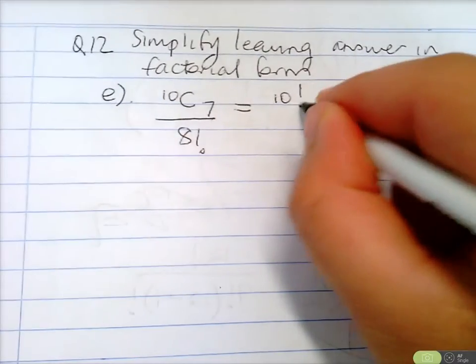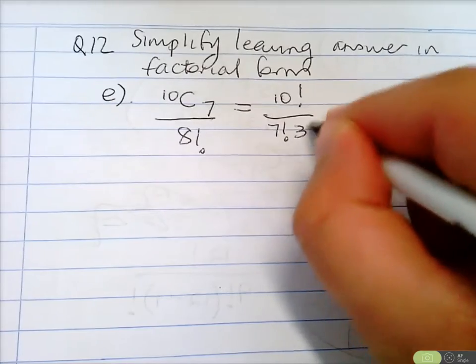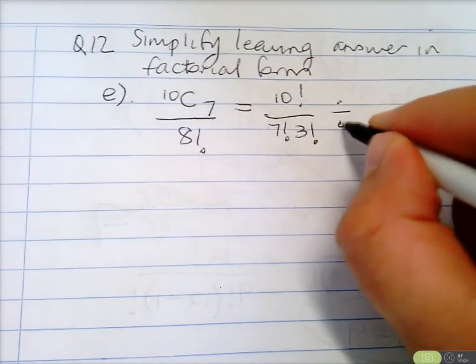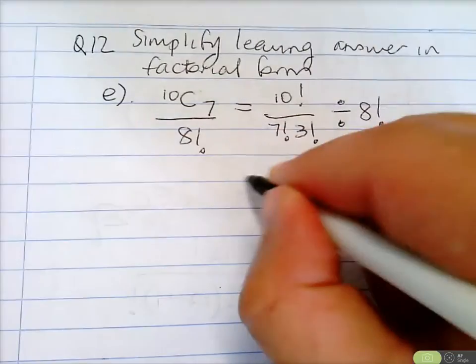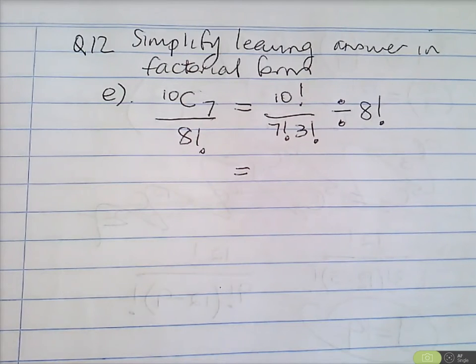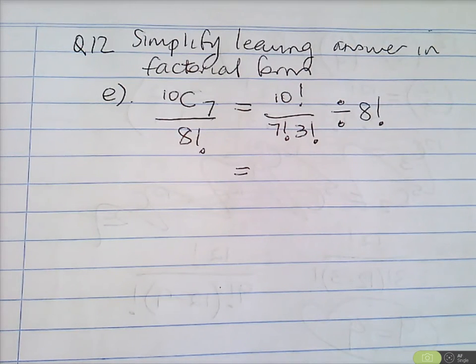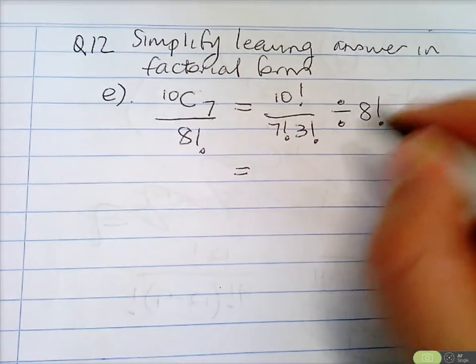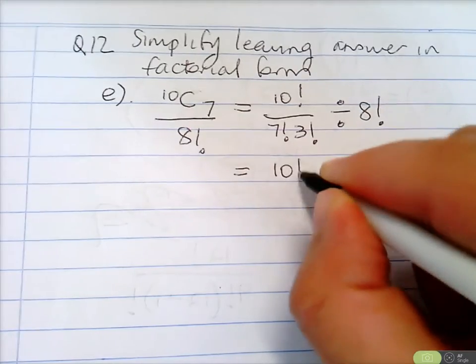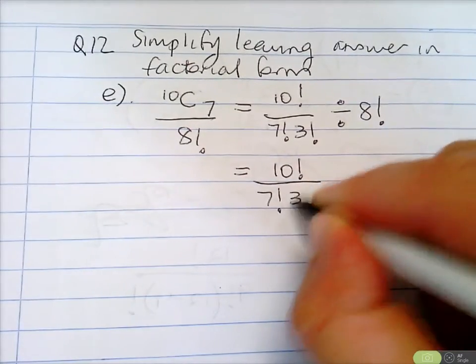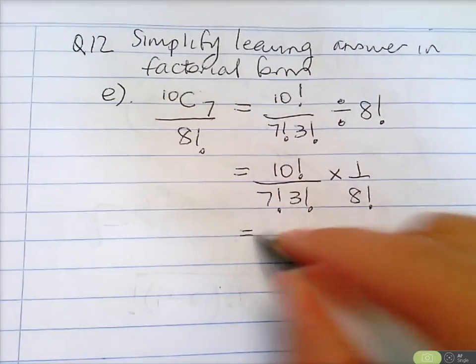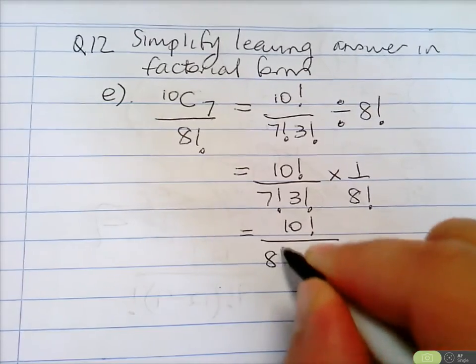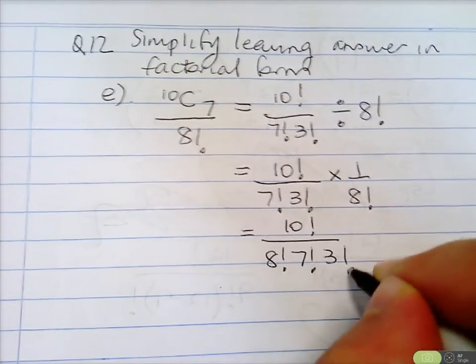10 factorial over 7 factorial times 3 factorial, divided by 8 factorial. So where is that 8 going to go? Down the bottom or up the top? I think it goes down the bottom, because it's times 1 over 8 factorial, isn't it? So it's 10 factorial over 7 factorial, 3 factorial times 1 over 8 factorial, which is 10 factorial over 8 factorial, 7 factorial, 3 factorial.